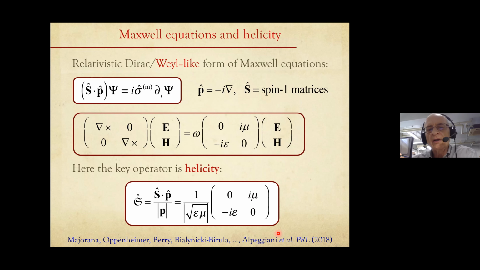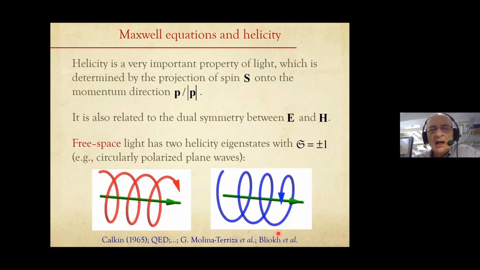This is very useful for the last part of the talk. So we need to keep this in mind, that you can write the Maxwell equations like this relativistic Dirac-Weyl form. Helicity is very important. It's determined by the projection of the spin on the momentum direction. It is related to the dual symmetry between E and H. We have studied this for some years.